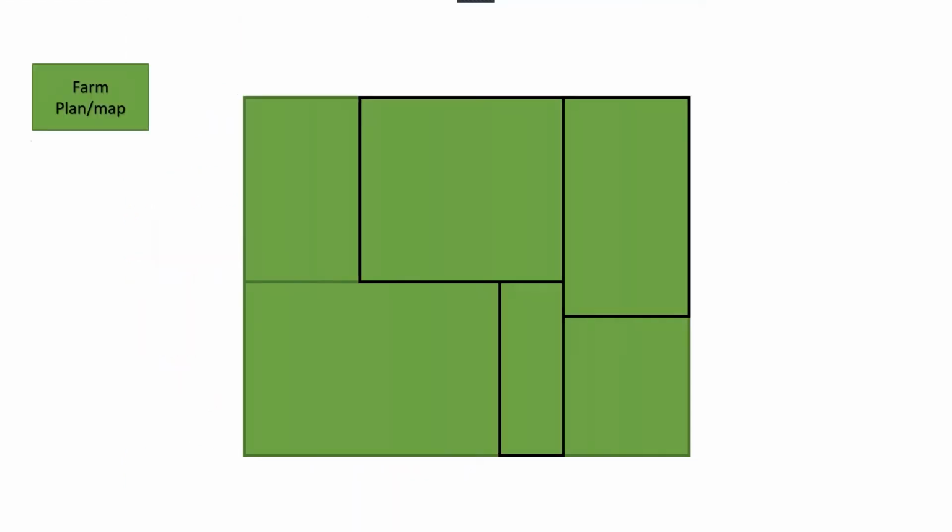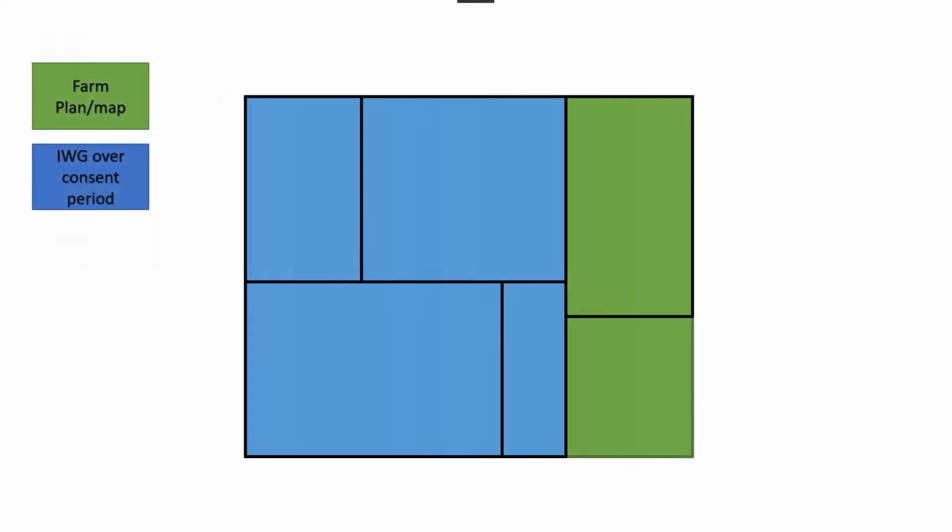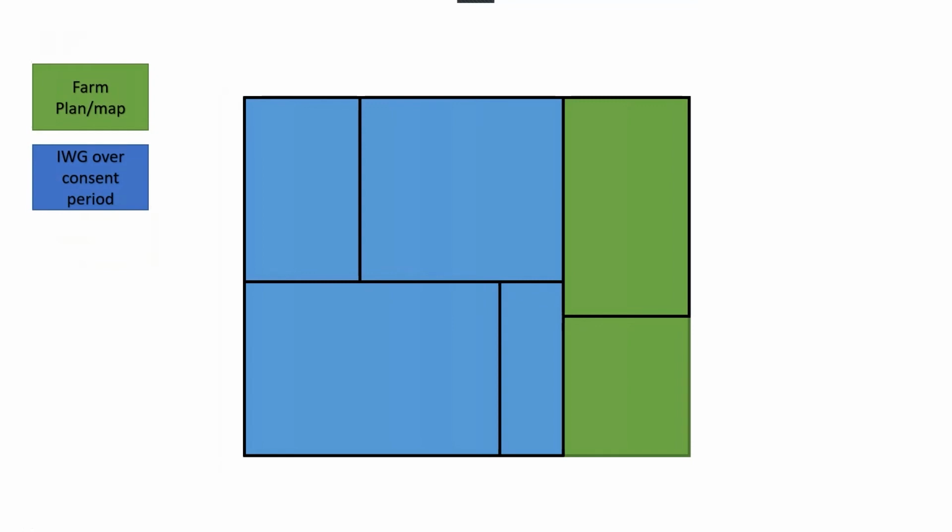This is an example of a farm plan or map that you could include with your consent application. It clearly shows the paddocks on the farm. You then need to tell us what paddocks you want to intensively winter graze over the length of your consent. These are the paddocks shown in blue.